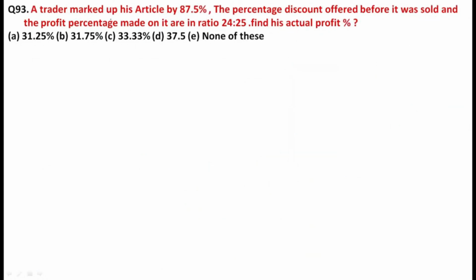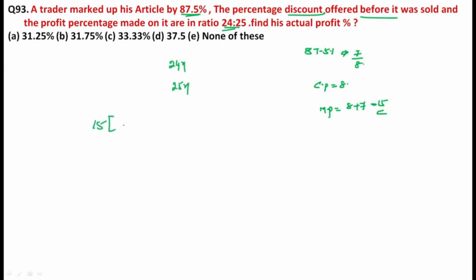Same question, guys. See, the trader's markup on an article is 87.5 percentage, that is 7 by 8. Cost price is 8 units. Market price is equal to 8 plus 7, which is 15 units. The percentage of discount offered before it is sold, and the percentage profit made, is in the ratio 24 is to 23. The ratio becomes 24x and 25. Now direct question, guys. The market price is equal to 15, so market price is 15, discount multiplier.